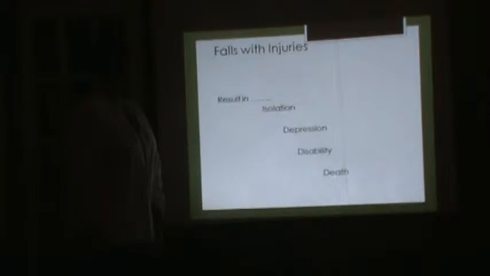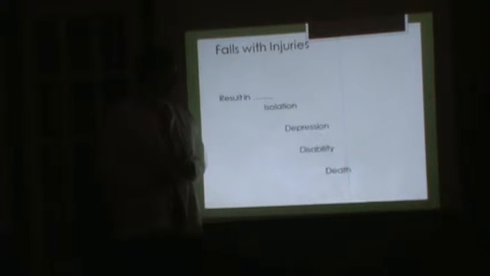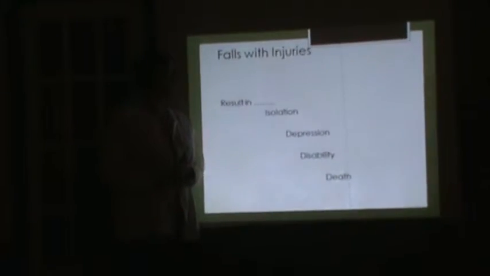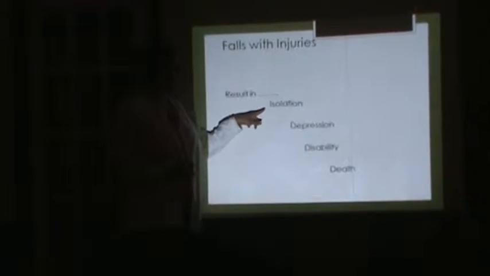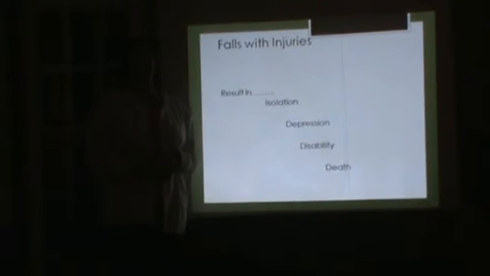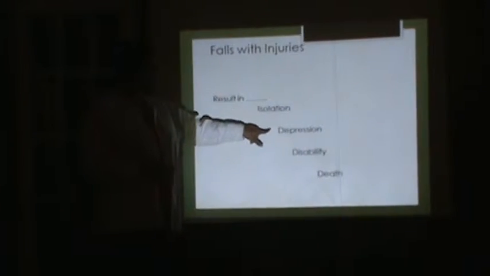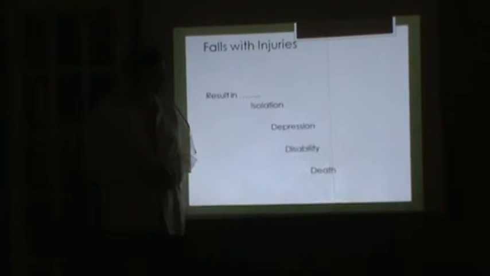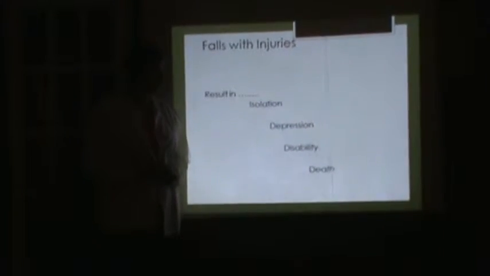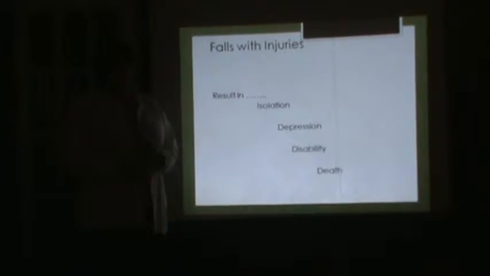Falls with injuries result in isolation, depression, disability, and even death. Meaning, if a patient falls and breaks their hip, they're being isolated because they have to stay in their room and can't get up. And that would turn into depression. And then the depression, with the isolation of a broken hip, they may become more disabled. And sometimes when a patient falls, they may even die because they may have a clot or something that comes from the broken bone.